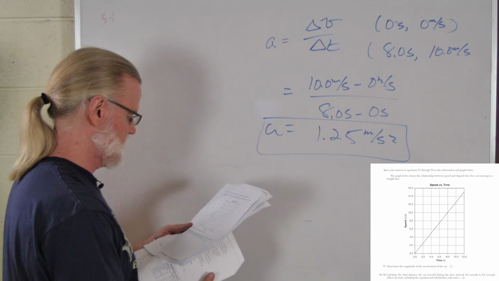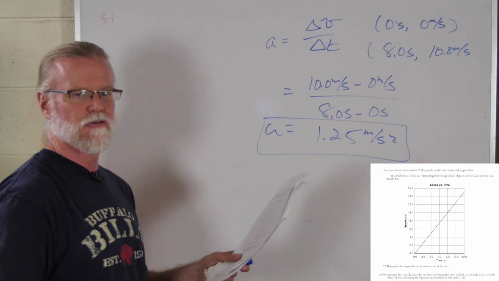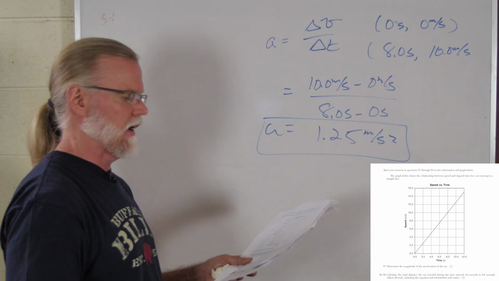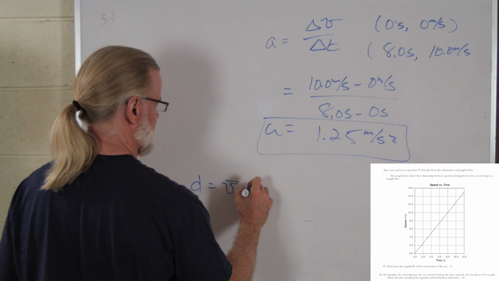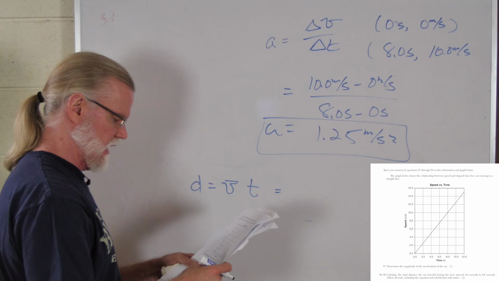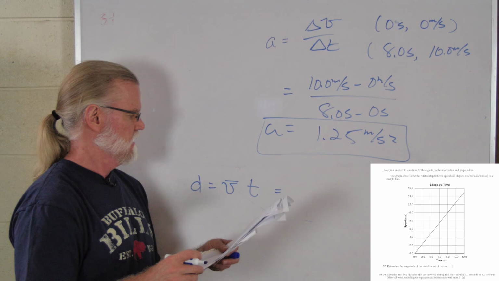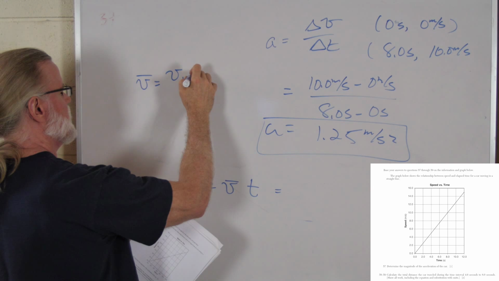Calculate the total distance the car traveled from 4 to 8 seconds. You can either find the area under the curve, or you can just say the distance traveled is the average velocity times time. The average velocity between 4 seconds and 8 seconds is V initial plus V final divided by 2. It's the numeric average.